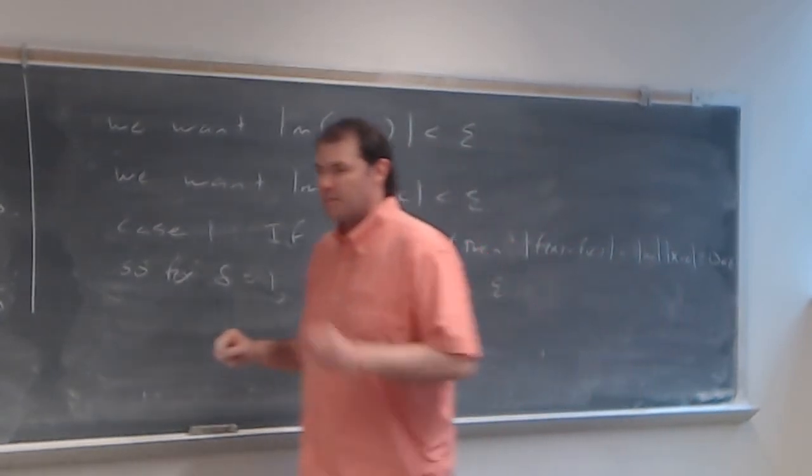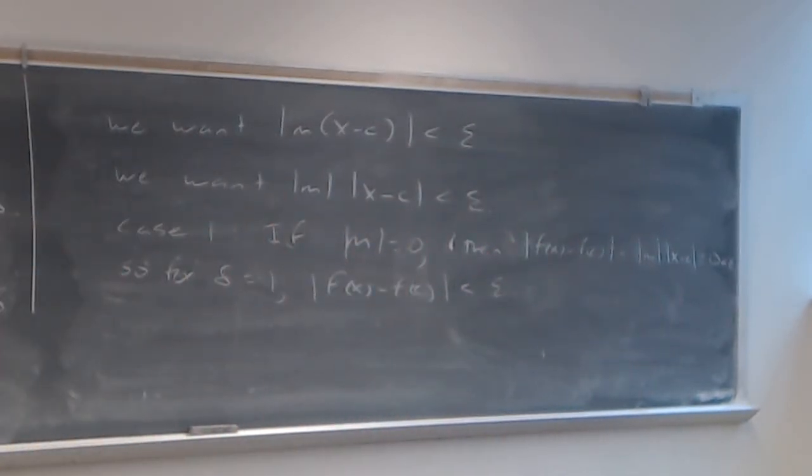That's precisely because if the absolute value of m were 0, that would mean m would be 0. That would mean f of x, which equals mx plus b, would be 0x plus b, which would just be b. And we already showed that a constant function was continuous, and it didn't matter what delta was. And that's the same scenario we just got.